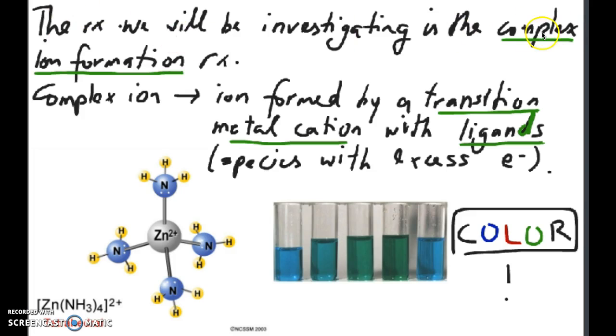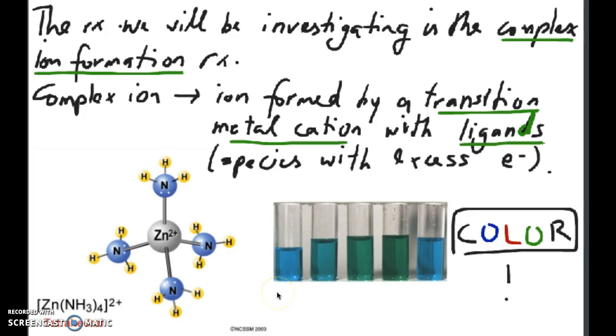This is called a complex ion formation reaction. And a complex ion, at this point, you just need to know that it's an ion that's formed by a transition metal cation combining with something called a ligand, which is a species that donates electrons to the transition metal ion. So in this particular case, an example of a complex ion is zinc with 4 ammonia surrounding it. The zinc is the transition metal, the ammonia is the ligand.